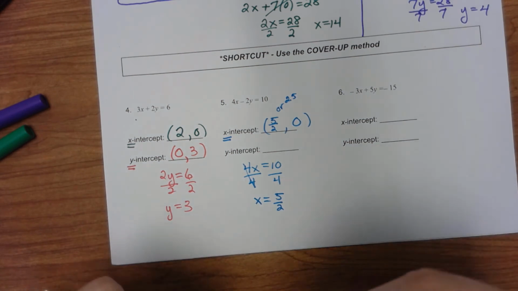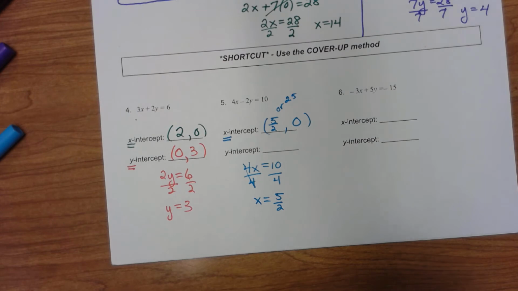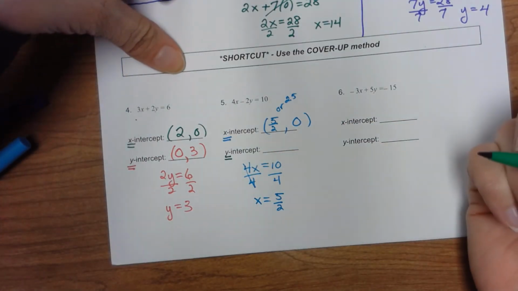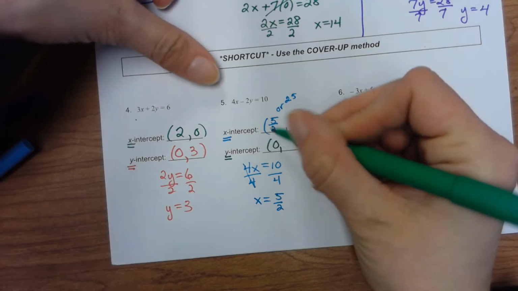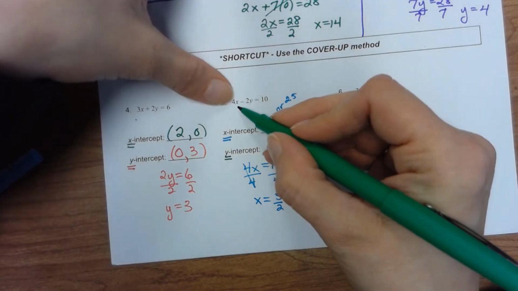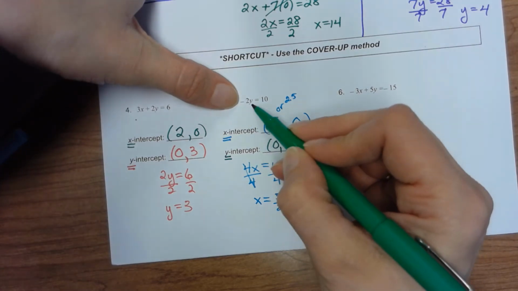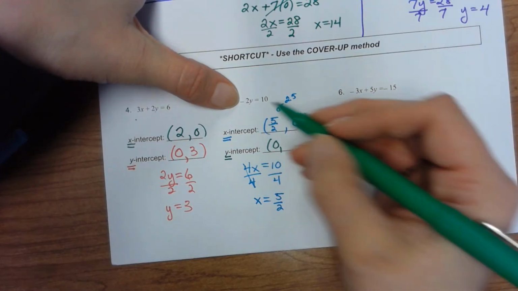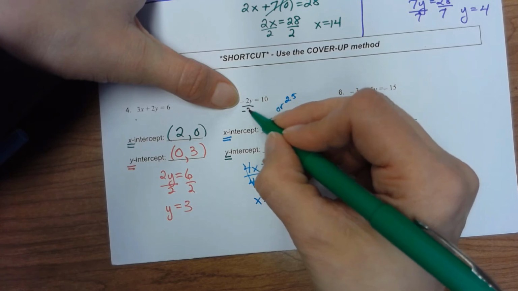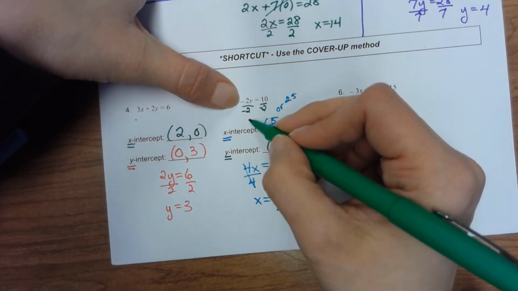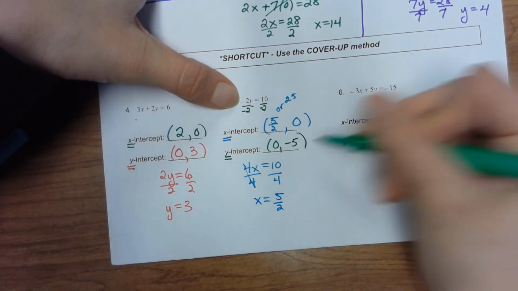Let's try again. Let's go for the y-intercept. If you're going for y, who do you cover up? You cover up x. Okay, x and your 4 go away. Now don't cover up the negative sign, because that belongs to the negative 2 and the y. Then I would divide both sides by negative 2. And what's the y number going to be? Negative 5.